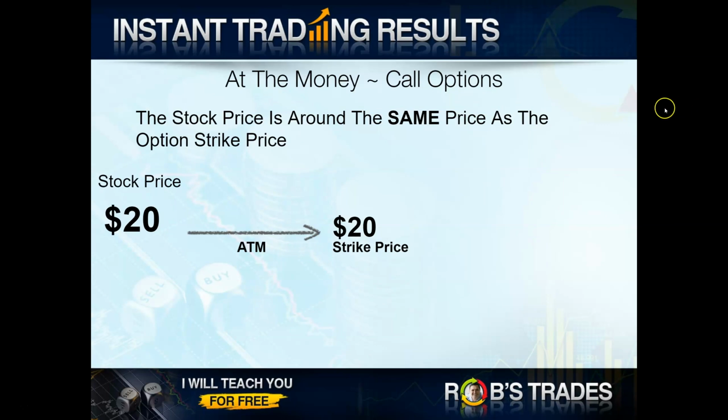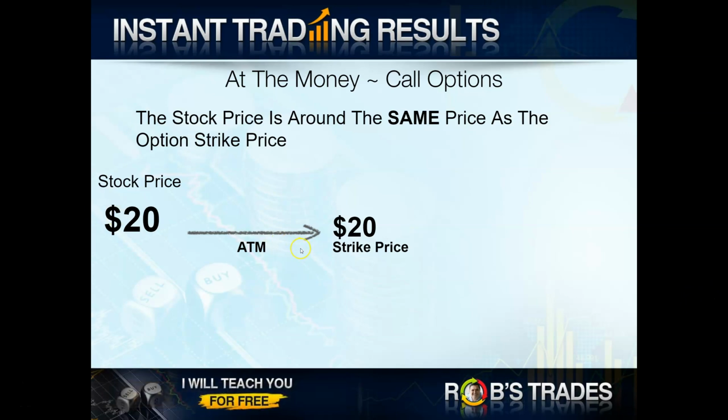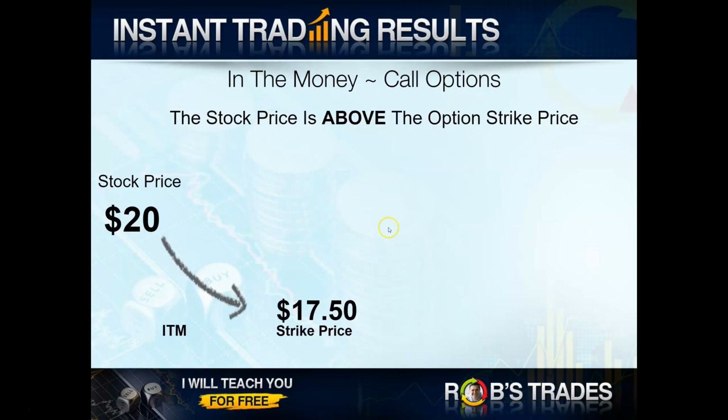At the money on call options. The stock price is around the same price as the option strike price. That is then known as at the money. Okay, $20 at the money is going to be around the $20 strike price. When the stock price is above the option strike price, it is known as in the money. So if the stock is trading at, say, $17.50, it's going to be in the money. It's going to be $2.50 in the money.